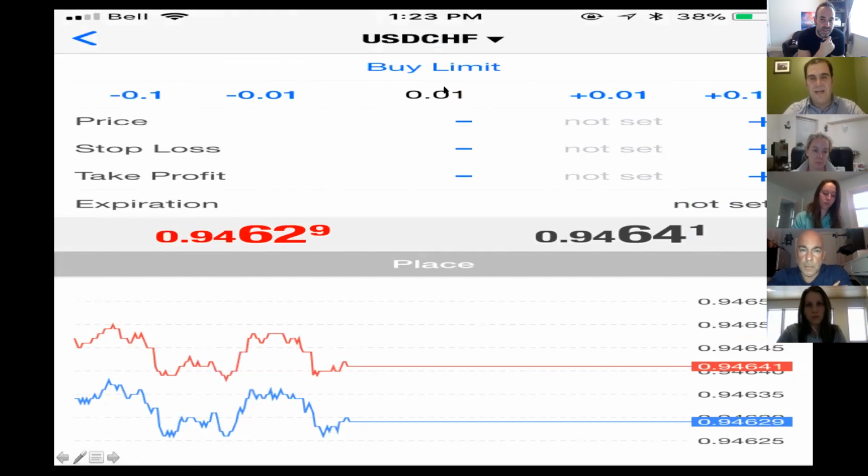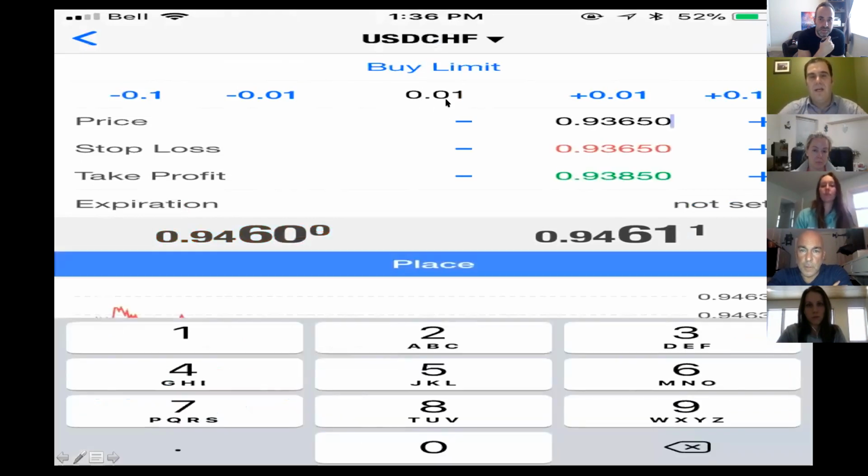So when that is set, here's my next sheet. So remember the price when I first showed you the suggestion, the price was 0.93650. That's the price that they're saying they want us to start the trade at.